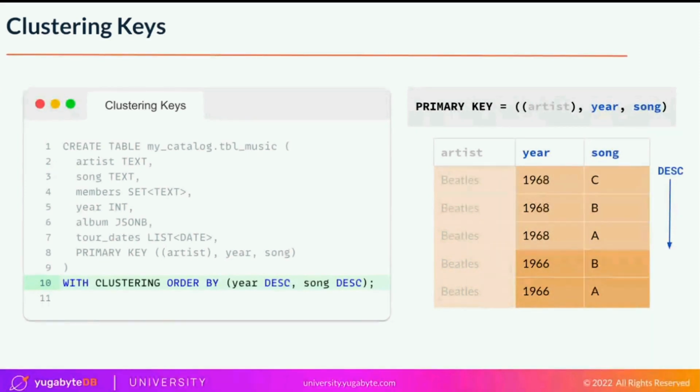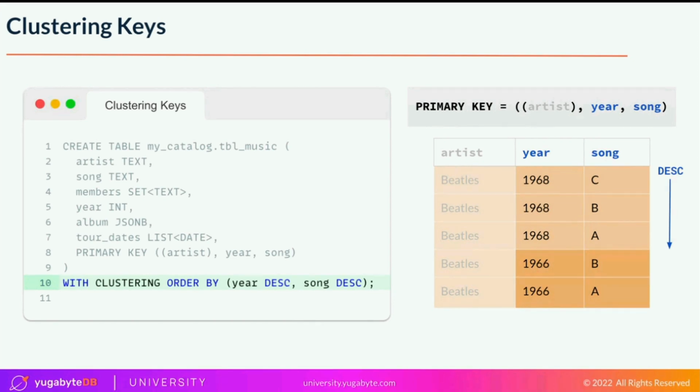Note that the order of the clustering keys, when defined in the primary key, will determine which attribute has the sorting priority. So as you can see here, year will be sorted first, and then song will be sorted after that because of where year came in the primary key definition.